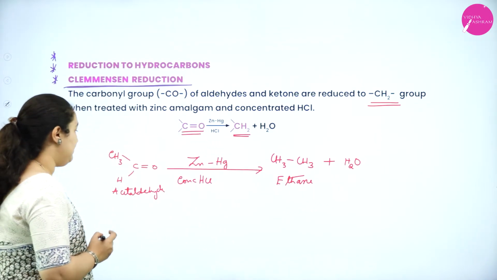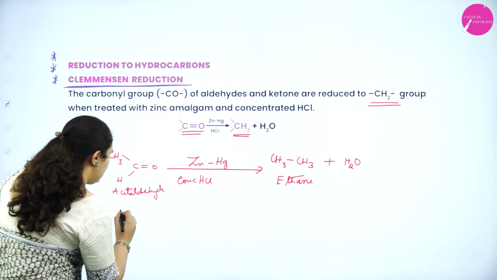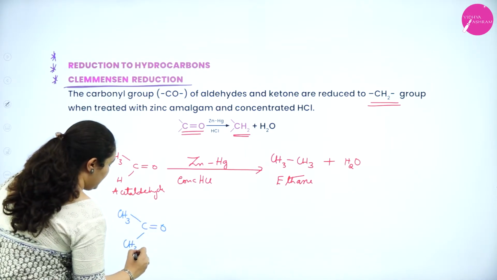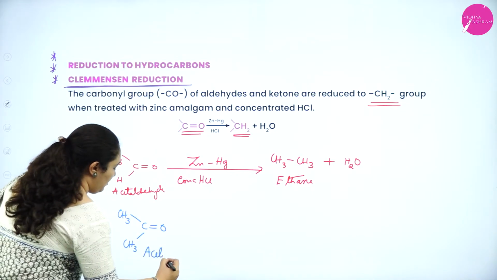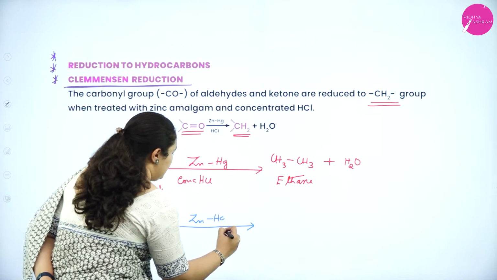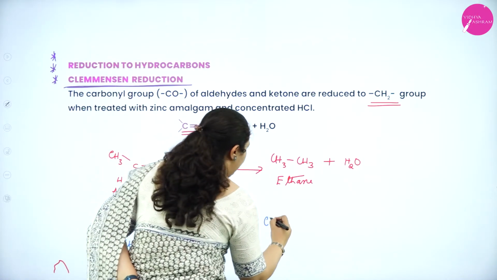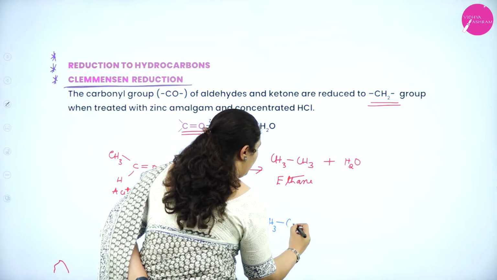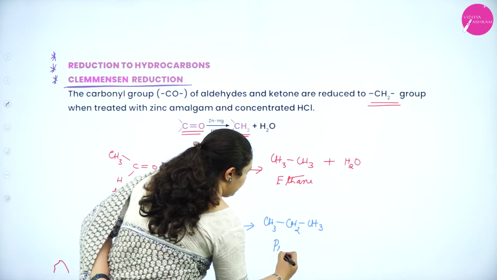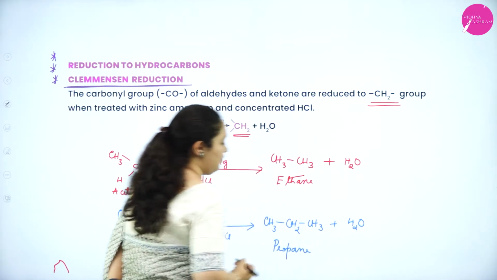Correct? Similarly, I'll take the acetone example and I will write. Acetone, what is the structure? CH3, C double bond O, CH3. This is acetone. Acetone with zinc amalgam and concentrated HCl. What will I get? The CO group also gets converted to a CH2 group. One more CH3 is there. So this is propane, plus water is formed.